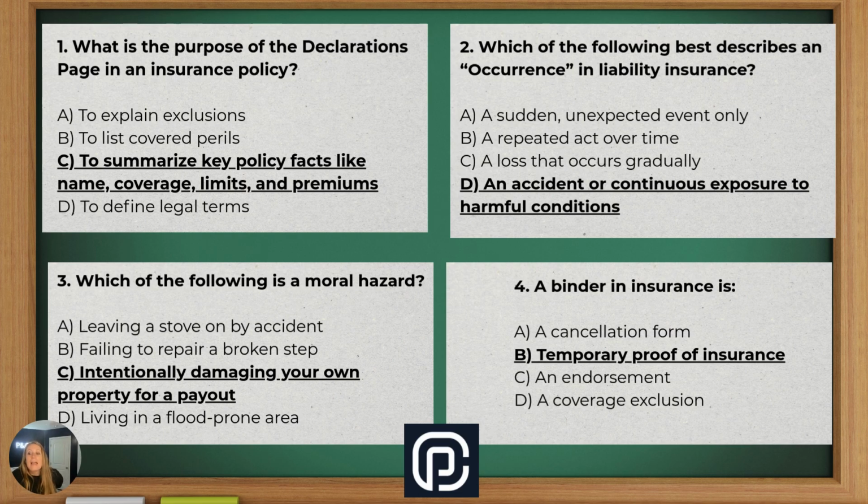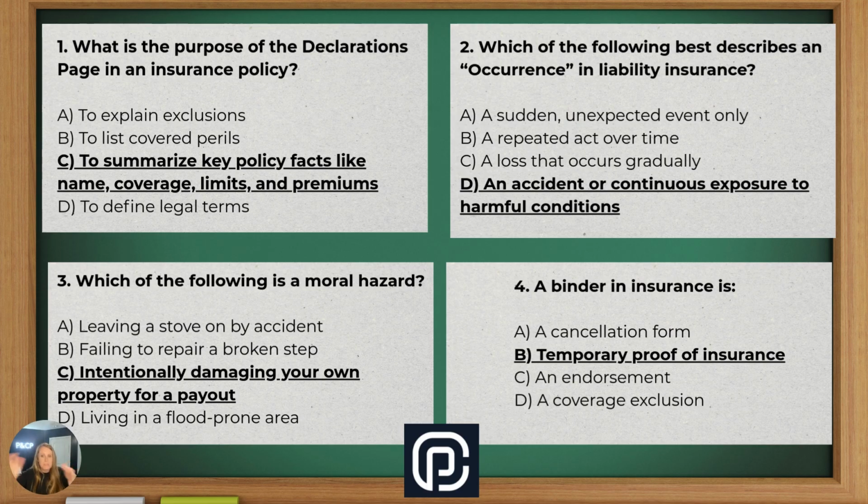Question number 4, a binder in insurance is, this one I feel like people usually get correct. This is a temporary proof of insurance, right? A binder is a temporary contract. What makes binders tricky is typically the wording of when the binder goes into effect. So that's what we have here in the answer key. The binder goes into effect not at the time of the policy, it is at the time of the application, right? So if you think about it, it makes sense, right?